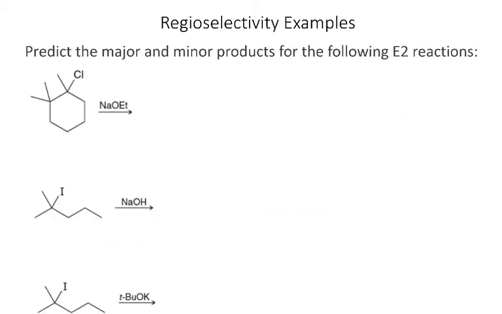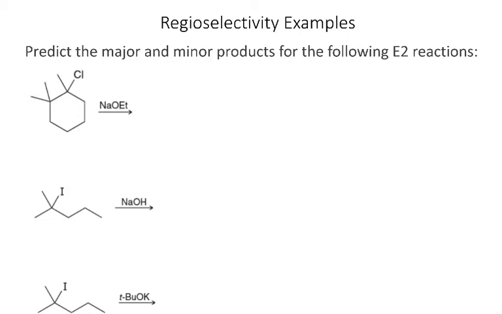All right, so let's look at a couple examples. We want to predict the major and minor products for each of the following reactions. What we need to do is identify the beta carbons and see if they have any hydrogen atoms. In this first molecule, I have hydrogens here, and I have hydrogens here. I also have a beta carbon here, but this has 4 bonds to carbon. It doesn't have any hydrogens, so we can't put the double bond here. So we can either get the double bond here, or we can get the double bond here.